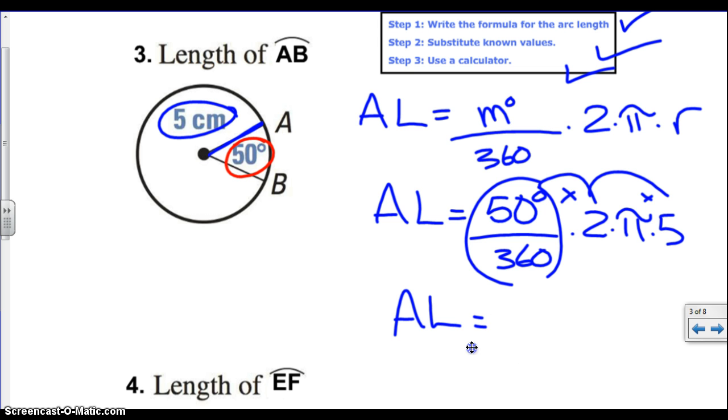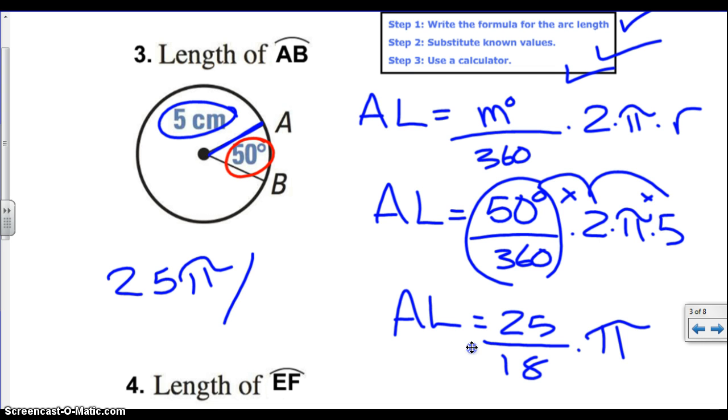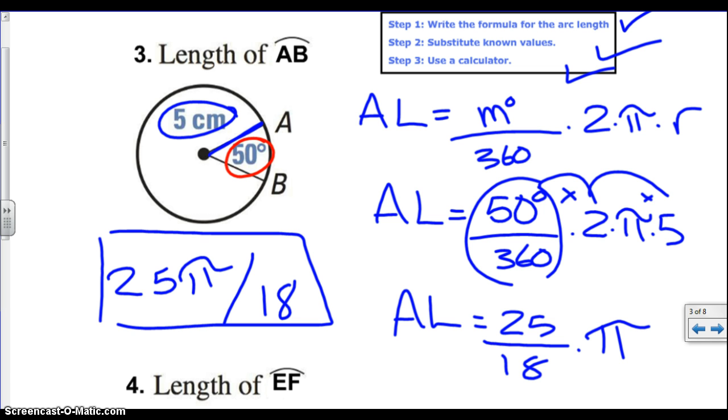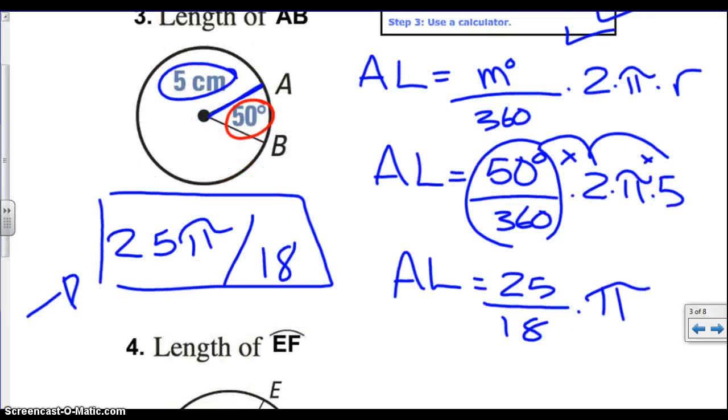We're having technical difficulties. Thanks for being patient. There we go. 25 over 18 times pi. And then you leave it like that. On IXL, they'll have you leave it in terms of pi, so they would write it like that, with 25 pi over 18. If you need help writing it in the actual computer, just ask Mr. Siegel or myself. All right, so that's that one.